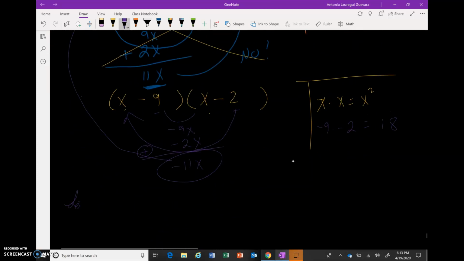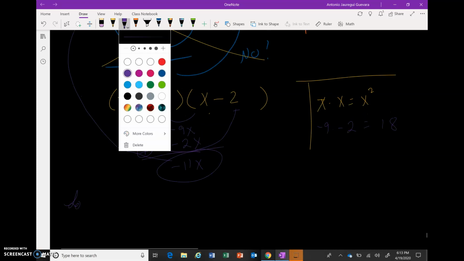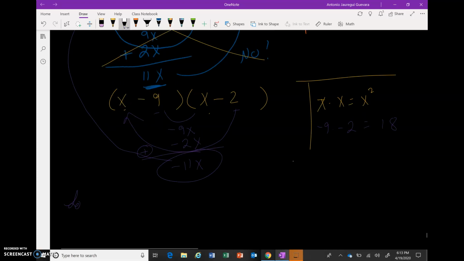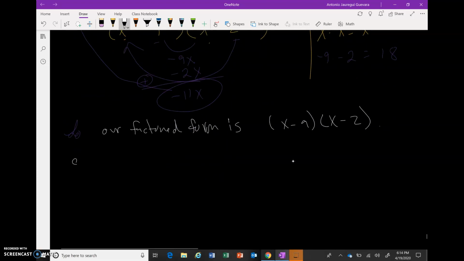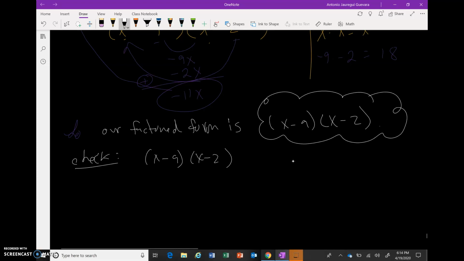So our factored form is x minus 9, x minus 2. And again, you can check this as well. I think the book tells you how to check. So if you were to do x minus 9, x minus 2, this is your answer. That's what you're going to have to do in your homework.